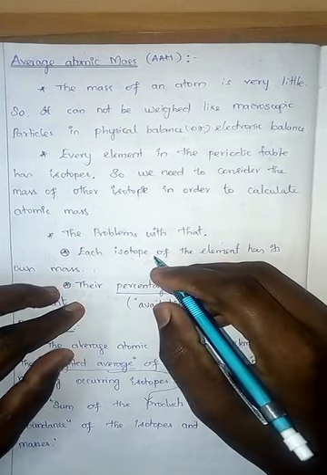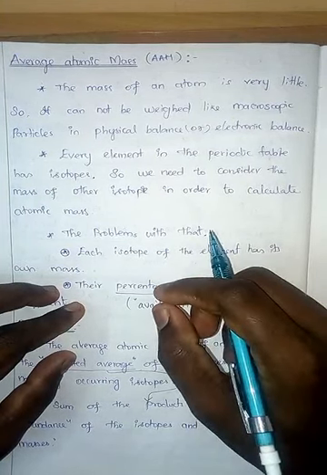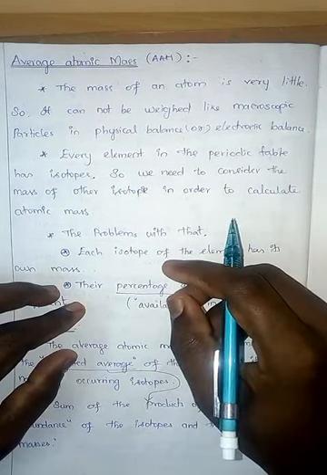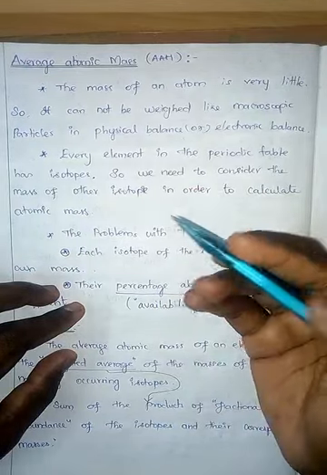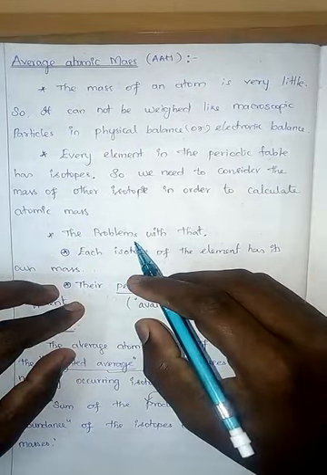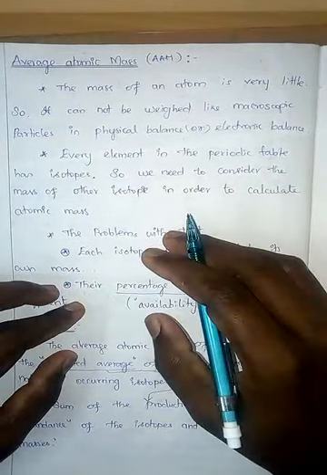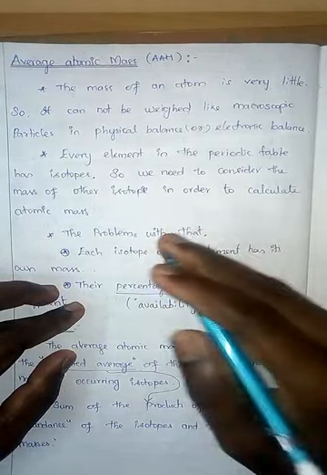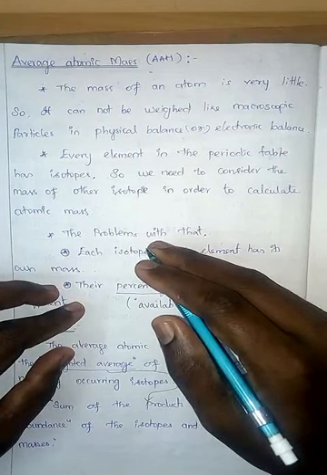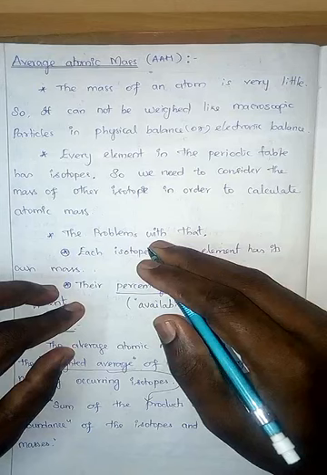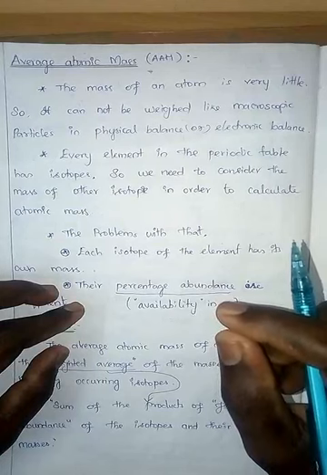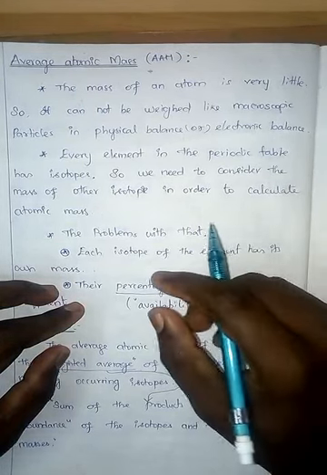Now, the mass of an atom is a very small number. Macroscopic objects like this pen, pencil, phone, book, we can measure their masses in the electronic balance or physical balance. But the same method we cannot adopt for atoms because its mass is very small.